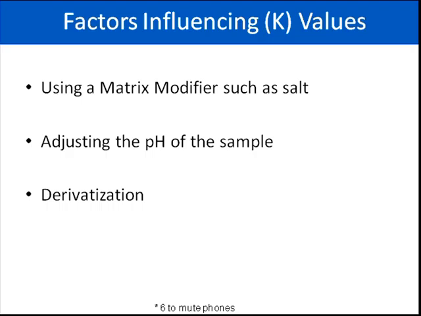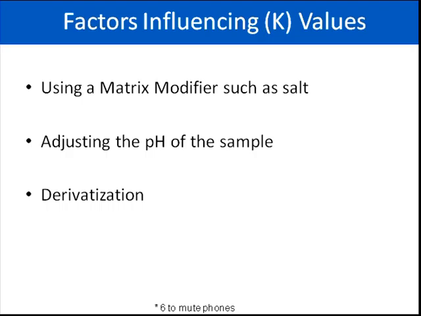Another way to influence the K value is adjusting the pH of the sample. Certain compounds tend to be more or less volatile depending on the pH level. An example of this is pyridine. At low pHs, pyridine is a relatively non-volatile compound. At a high pH, it can be a relatively volatile compound. So this enables the analyst to modify the sample and help pull those analytes out.